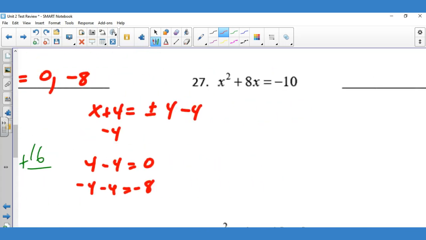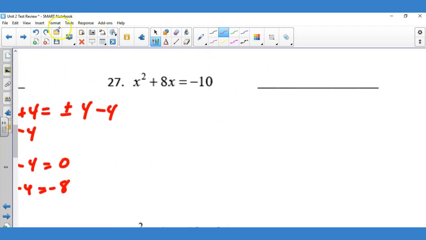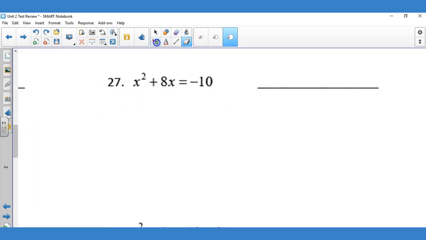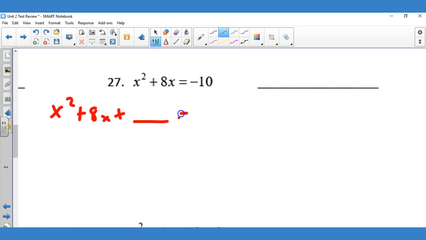Alright, 27. For 27, I want to point out that our constant is already moved to the other side. See, it's already over here. So I'm going to go ahead, x squared plus 8x plus our space equals negative 10 plus our space. So now we're going to do 8 divided by 2 squared. That's 4. 4 squared is 16.